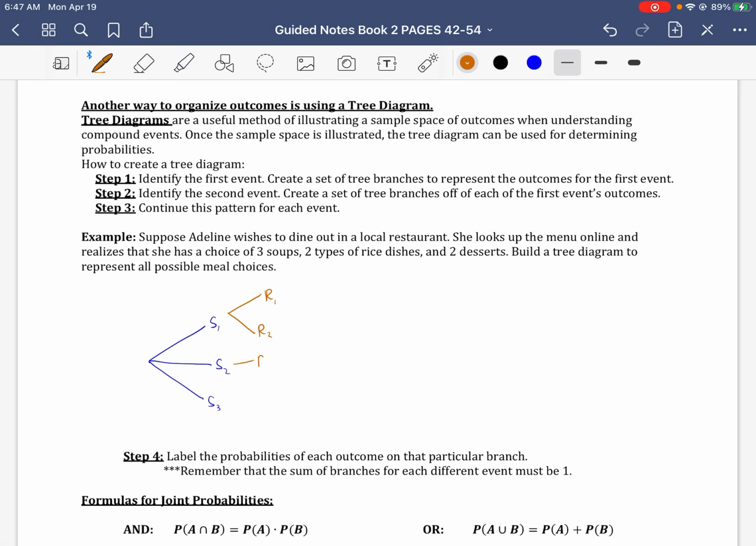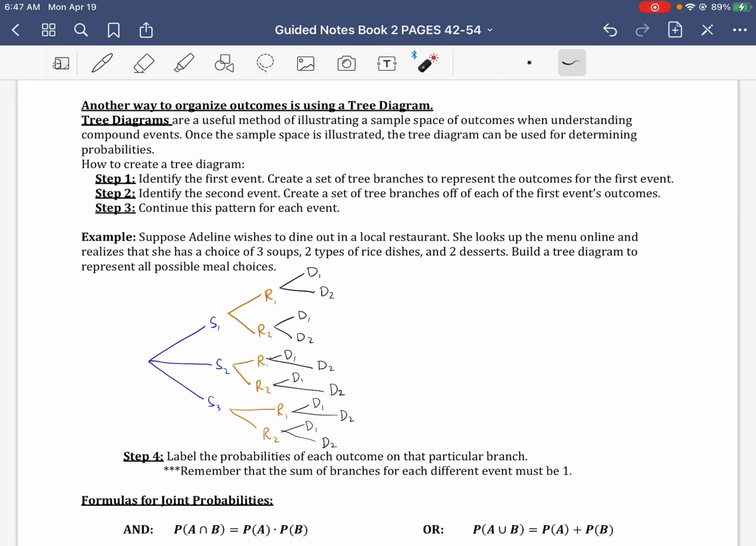She could get soup 2 and then rice 1, or soup 2 and rice 2. That's a different meal. Same with this one. So rice 1 and rice 2. And you could see that if there were a lot of outcomes, these trees could get really messy. Then lastly, she's got to pick a dessert. So if she gets soup 1, rice 1, she could get dessert 1 or dessert 2, dessert 1 or dessert 2. And same thing going off of each of these. And I have to draw the lengths different so I can fit them all in here. Dessert 1, dessert 2, dessert 1, dessert 2.